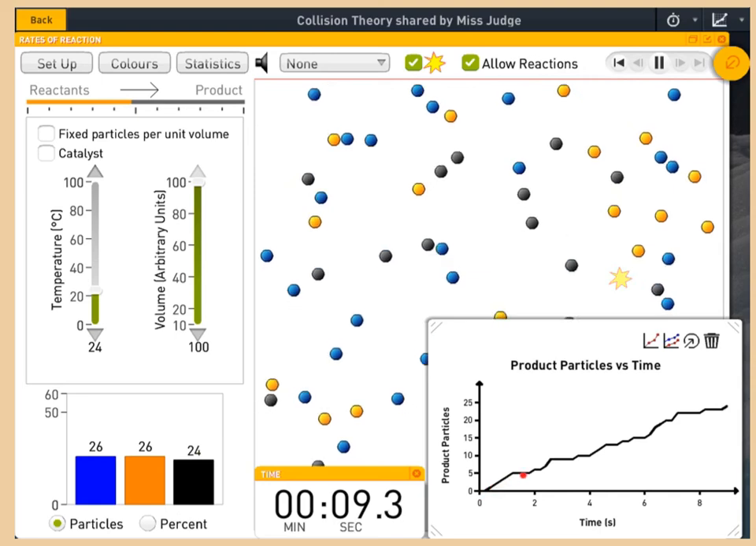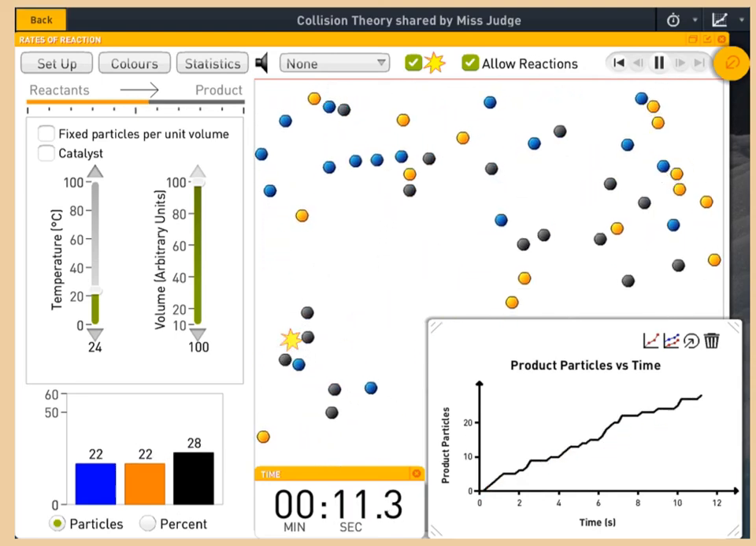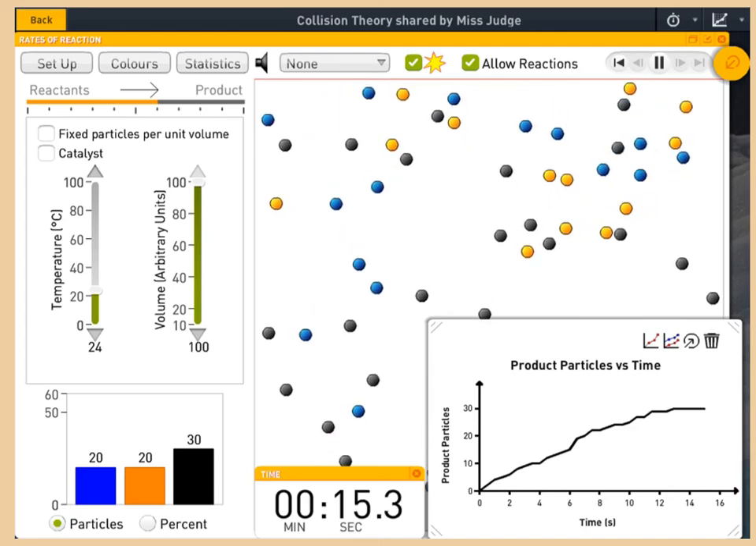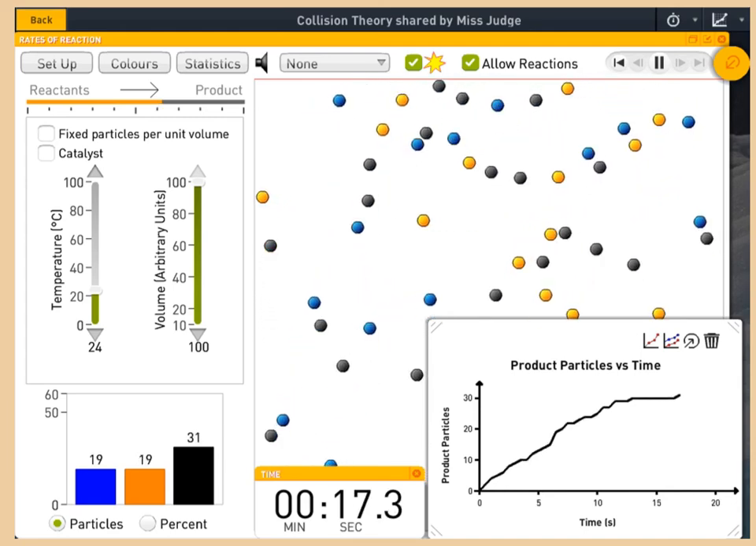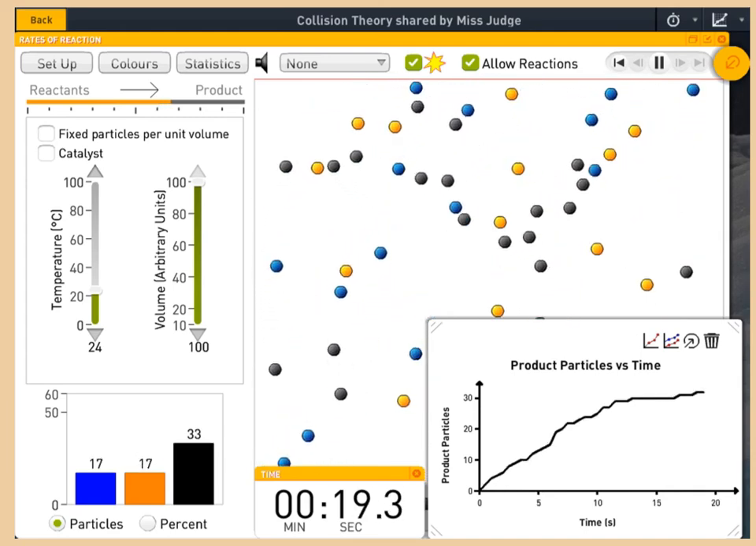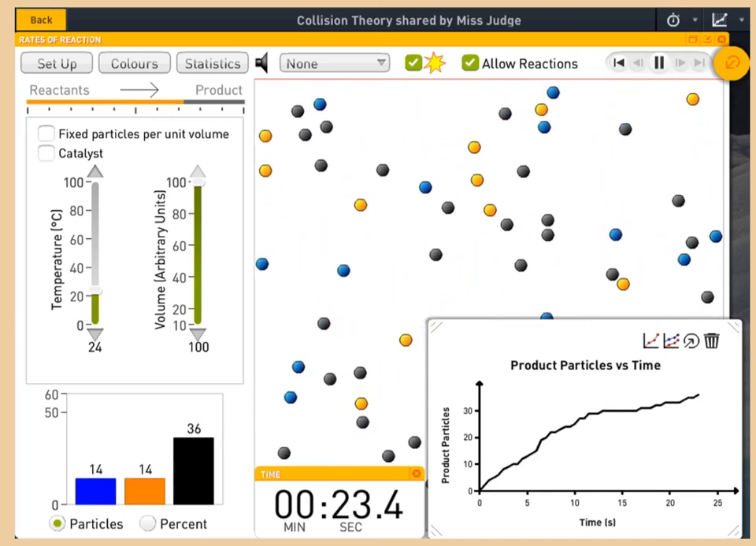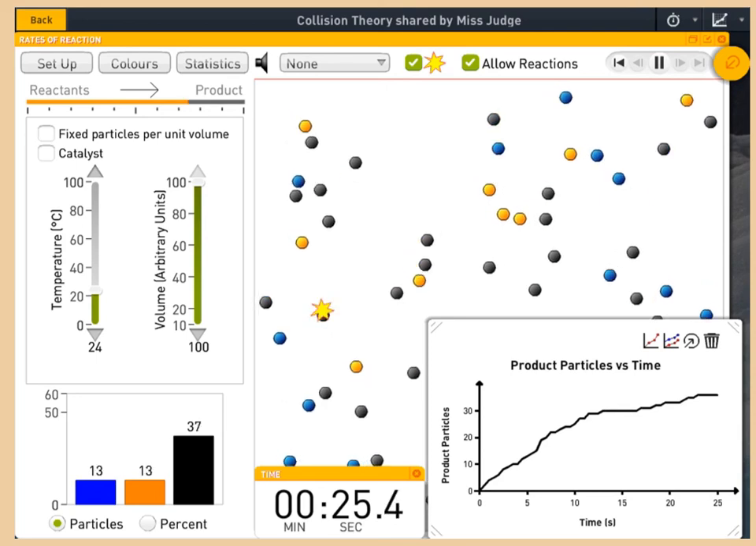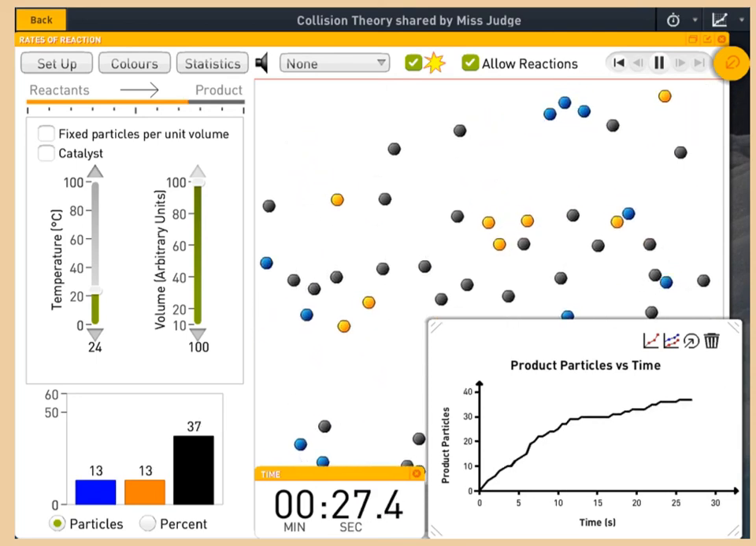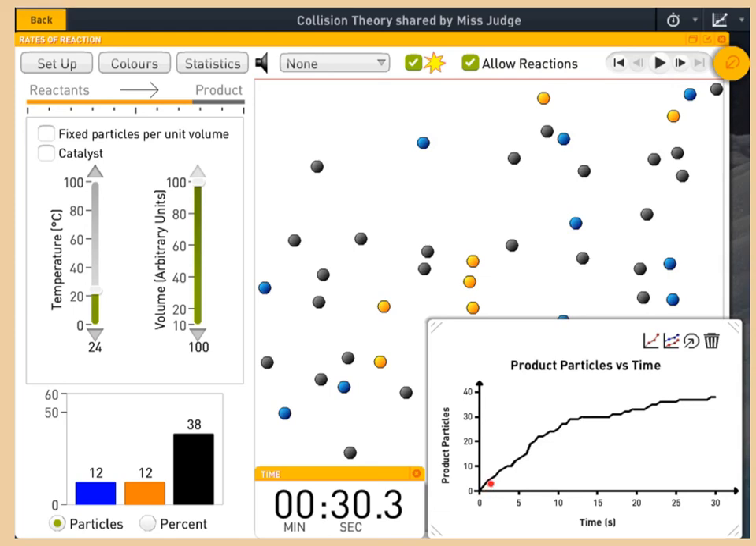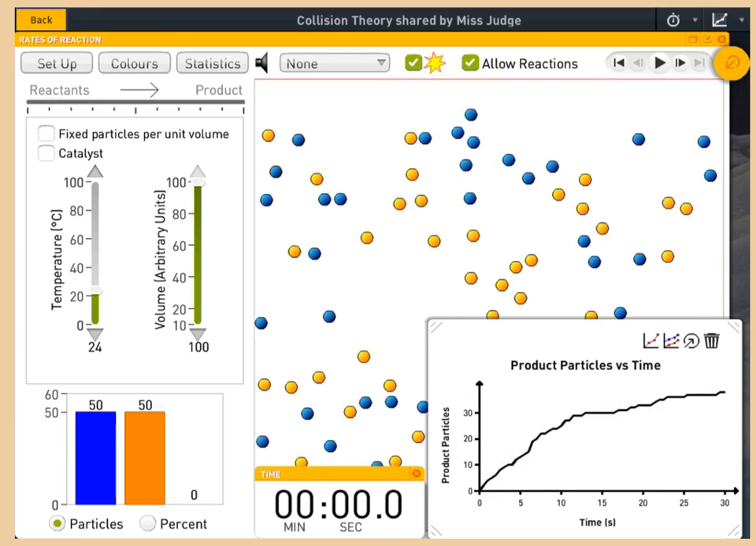So we started with none, and that's steadily increasing. If we leave it running for a little bit longer, we'll start to see the shape of that graph, which you hopefully should recognise. You should hopefully see some particles just bouncing off each other, some particles colliding successfully, and you see the little spark when they react to form a product. Okay, so you can see that the reaction started a little bit faster and is slowing and slowing and slowing down. So that's a typical reaction.